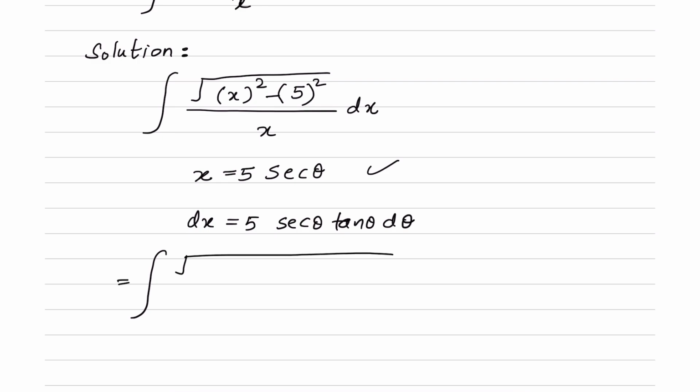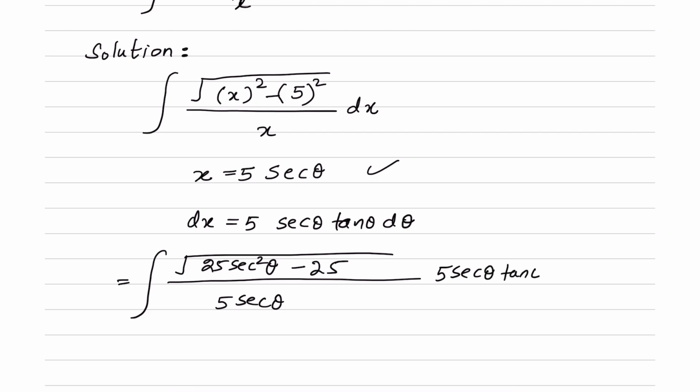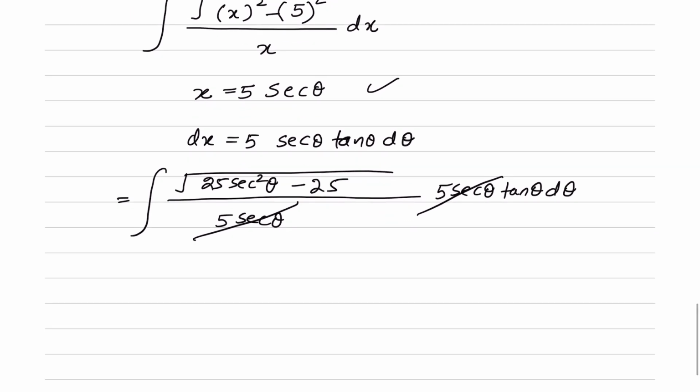The value of x is 5 secant theta, so x square is 25 secant square theta, minus 25, divided by the value of x, 5 secant theta, times the value of dx, 5 secant theta tan theta d theta. 5 secant theta cancels with this 5 secant theta. Inside the square root you have 25 common, take it out of the square root, it becomes 5. Inside the square root you have secant square theta minus 1. Outside the square root you have tan theta d theta.